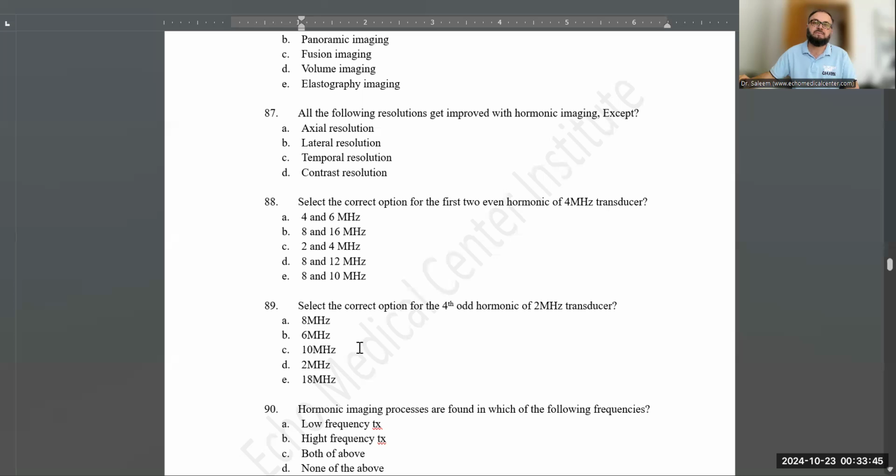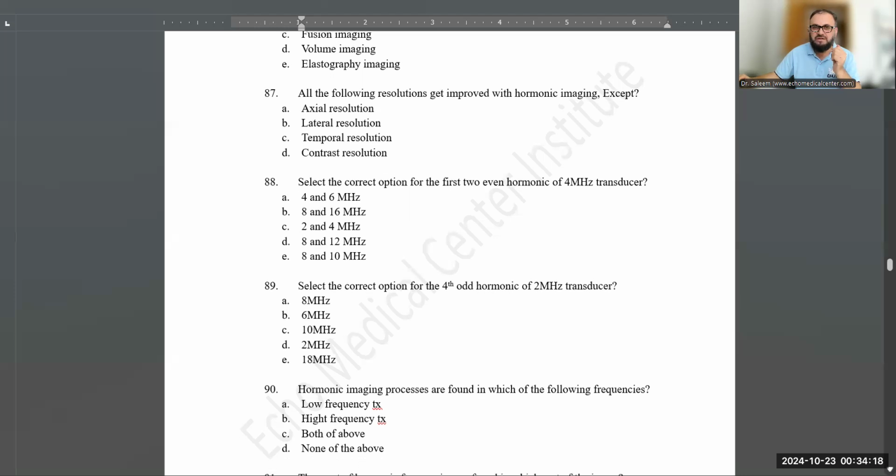Correct. Okay, next. Select the correct option for the fourth odd harmonic of a 2 megahertz transducer. Of course there are multiple odd numbers, but the fourth one. If you calculate it this way, the first odd number is 3, the second is 5, the third is 7, and the fourth is 9. Correct? So now 9 times 2 is 18. So that will be the harmonic. So E is the correct answer. Okay, good job.